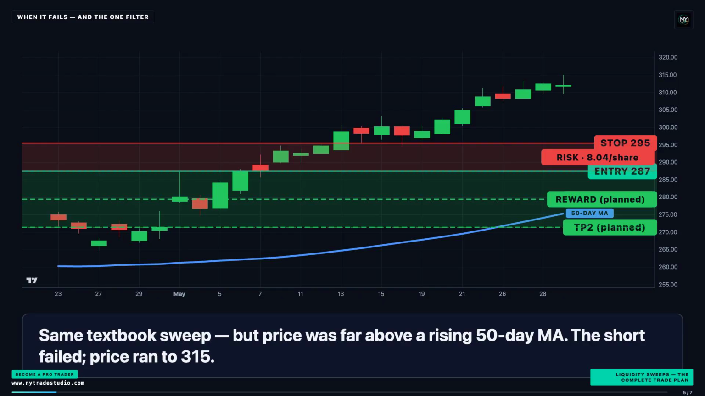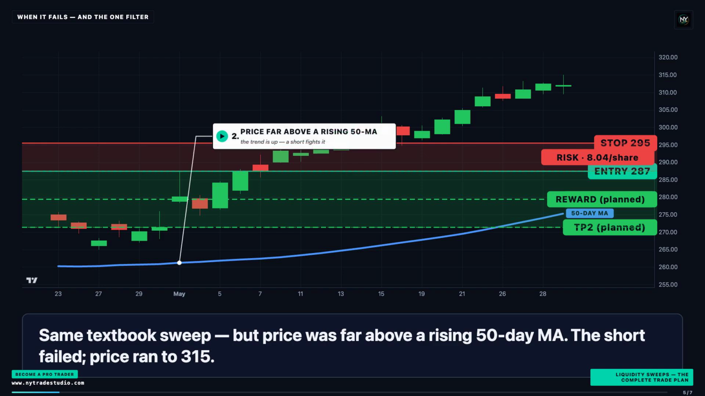But here is the one filter that would have saved us. Look at the blue line, the 50-day moving average. It is the average closing price over the last 50 days, and it tells you the trend. On May 7th, Apple's price was sitting far above that line, and the line was rising. The trend was clearly up.